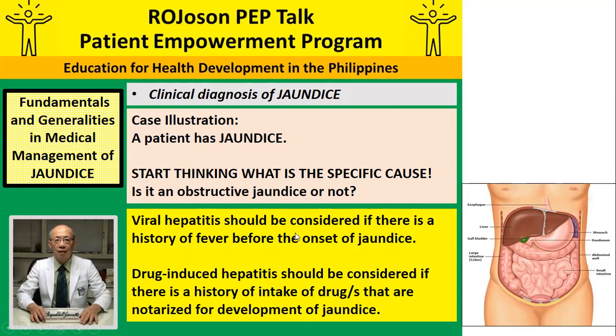Viral hepatitis should be considered if there is a history of fever before the onset of jaundice. So this is very important, the sequence. Okay. Fever before the jaundice, usually hepatitis, viral hepatitis. Drug-induced hepatitis should be considered if there is a history of intake of drugs that are notorious for development of jaundice.